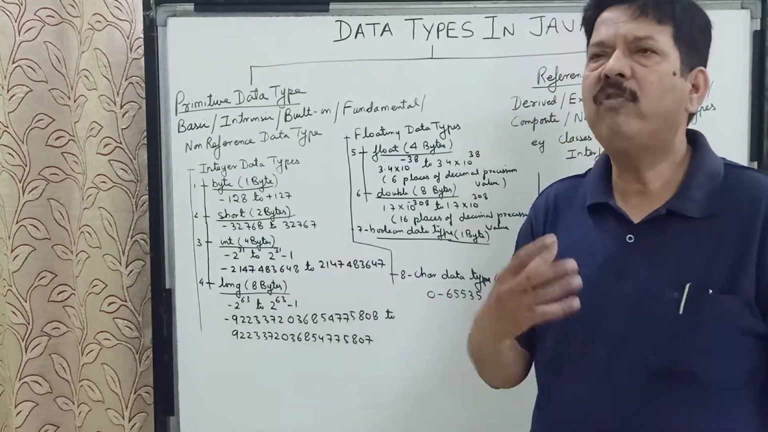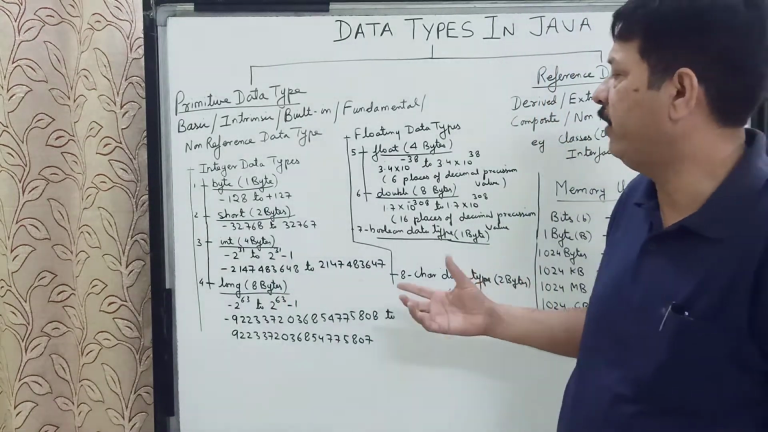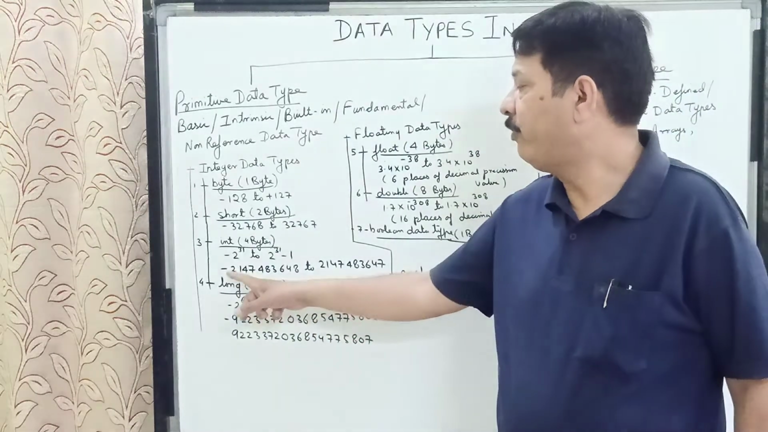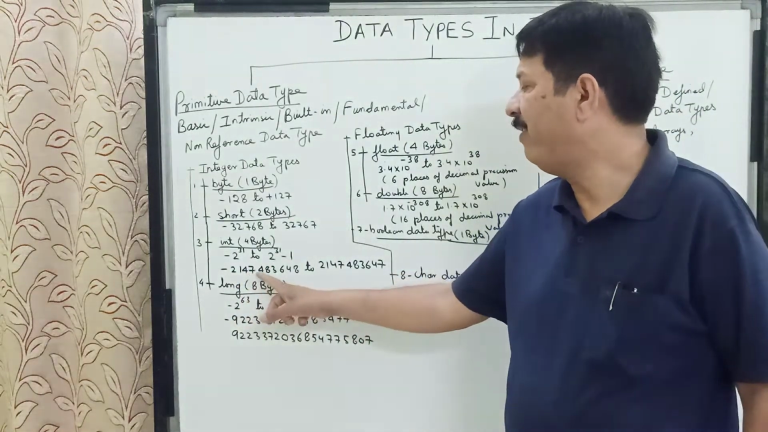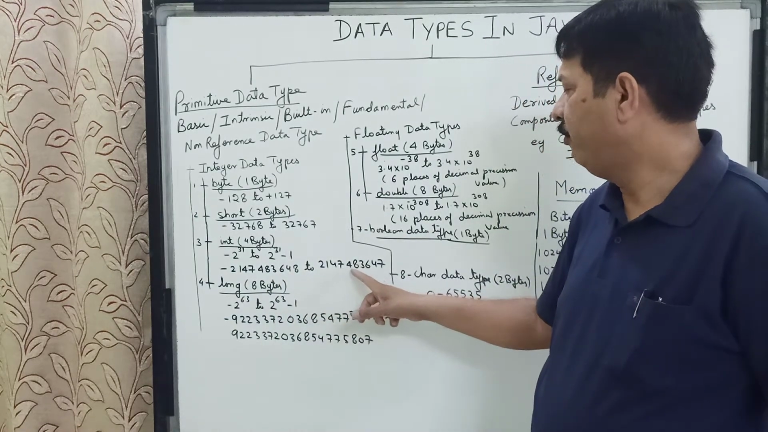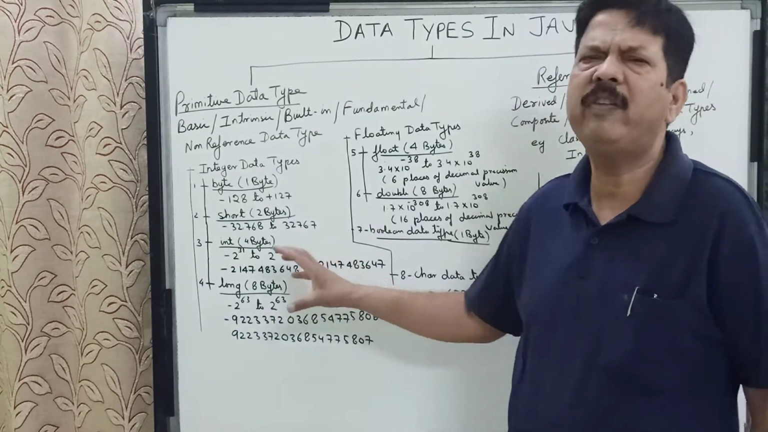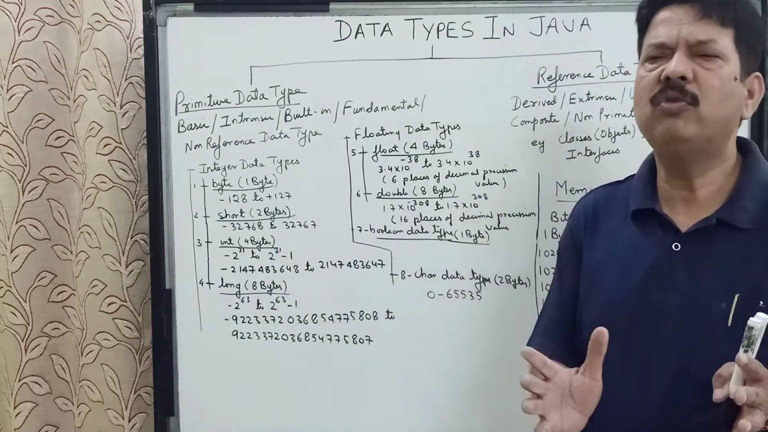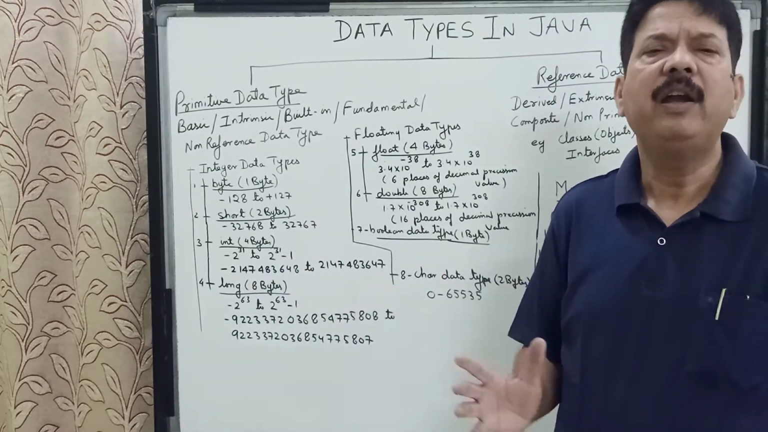Now children, if you want to actually find out what this value is, I have written it over here. It is from -2,147,483,648 to 2,147,483,647. So it is quite a big value which you can use to store many different data types.